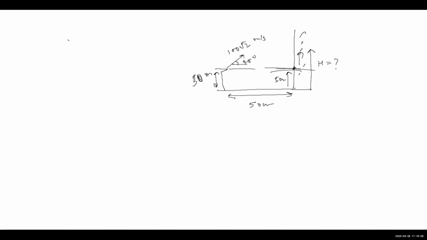So condition will be same. X is equals to 50 meters. Time is T0. And Y is H. First, you use these conditions to get that time.